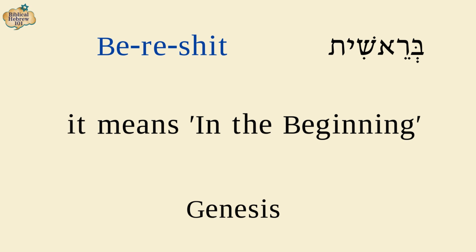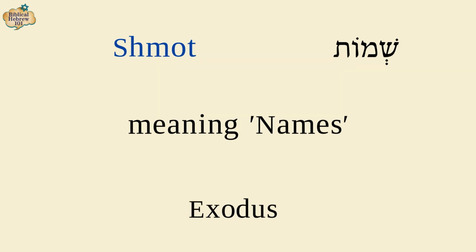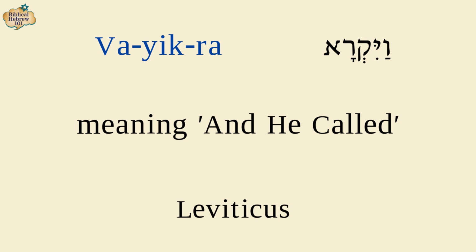Bereshit, which means in the beginning, known in English as Genesis. The next book is Shmot, Shemot, meaning names, known as Exodus in English. The next book is Vayikra, Vayikra, meaning and he called, known as Leviticus in English.